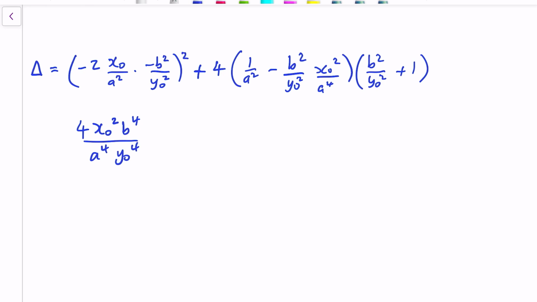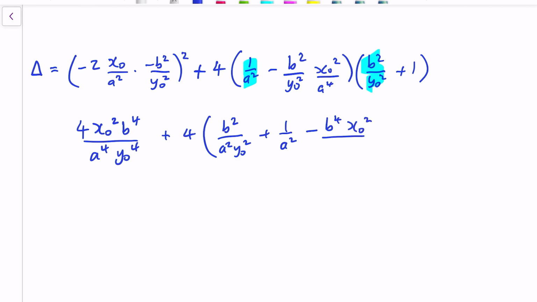Be careful, it's a times in the middle there, so it's just one whole term squared. Plus 4. Okay, this one here is going to need some expanding. We've got 1 over a squared times that. b squared over a squared y naught squared. We've got 1 over a squared, minus b to the 4 x naught squared over a to the 4 y naught to the 4. And then the last term's minus b squared x naught squared over y naught squared a to the 4.